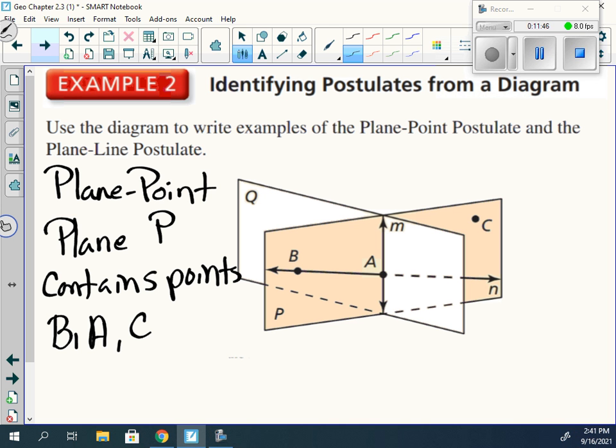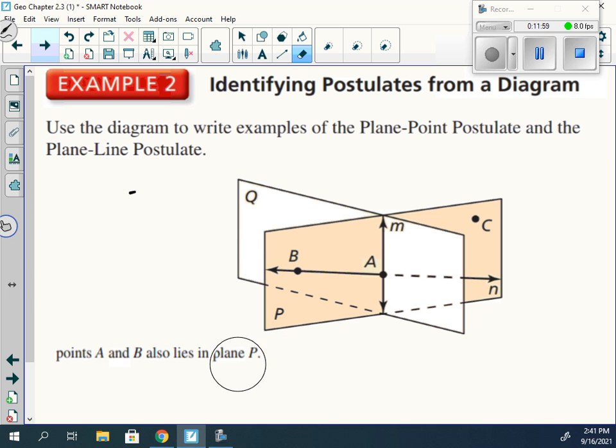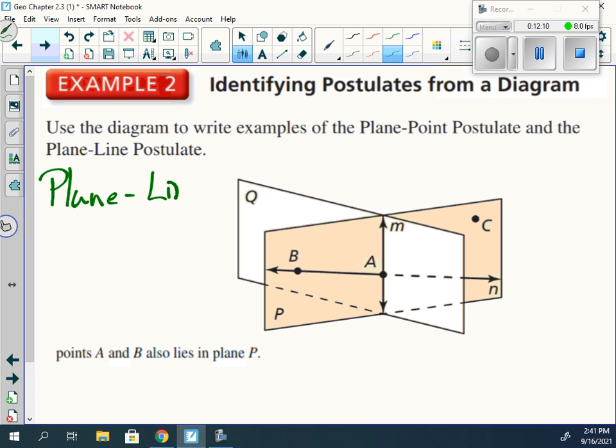Any questions on this here? Okay, I'm going to erase this here. Points A and B are also in plane P. Now, the next one we want to look at is the plane line postulate. Well, the plane line postulate states if 2 points lie in a plane, then the line containing those 2 points is also in the plane.